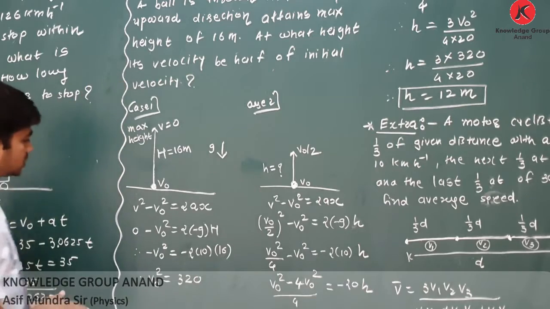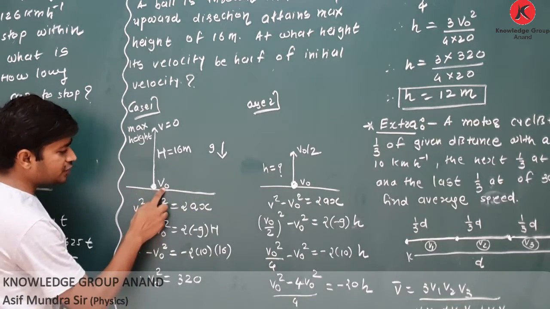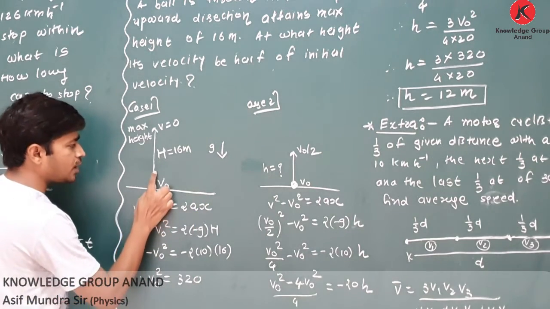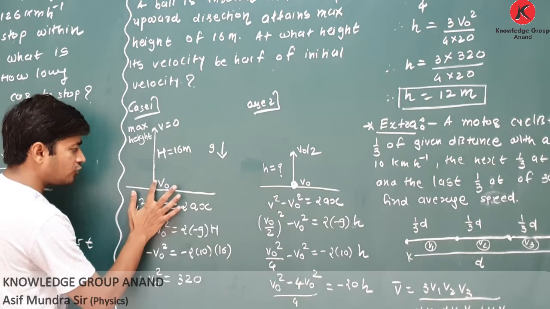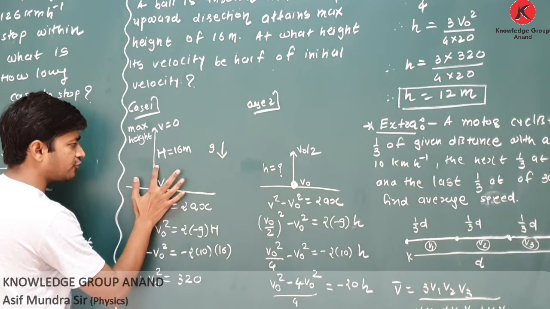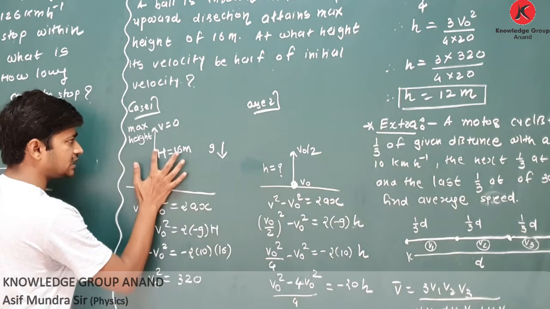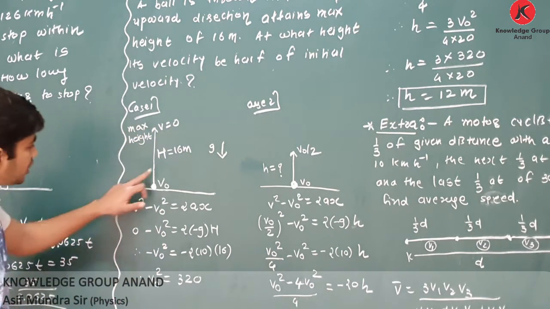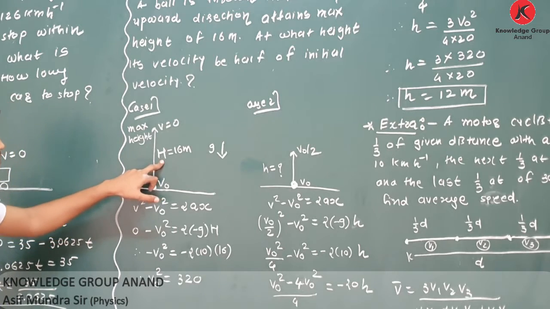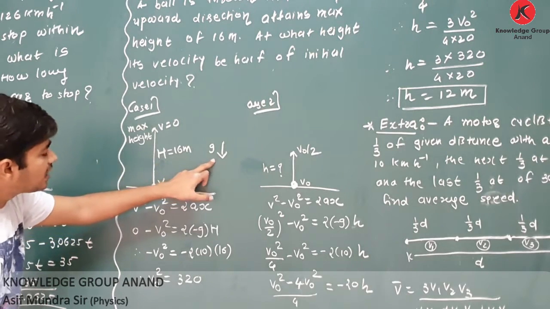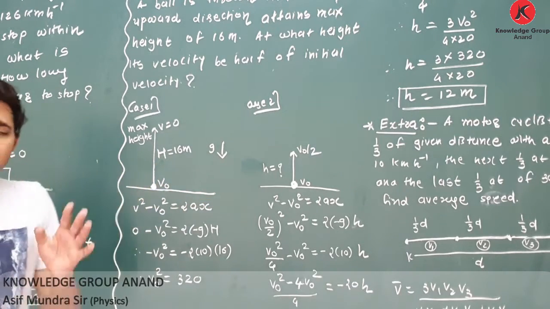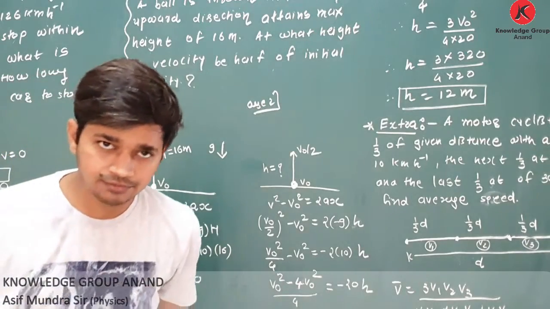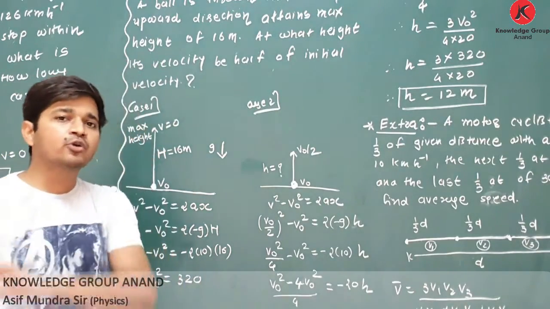We will draw the situation. Ground. Initial velocity V0, thrown in upward direction. We know that as the ball moves upward, its velocity decreases. At maximum height, its velocity will become 0. And the distance traveled is the maximum height, 16 meter. Gravitational acceleration is always in downward direction. Clear? Okay. Now what is your question?